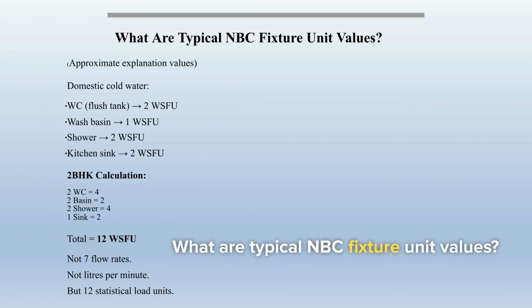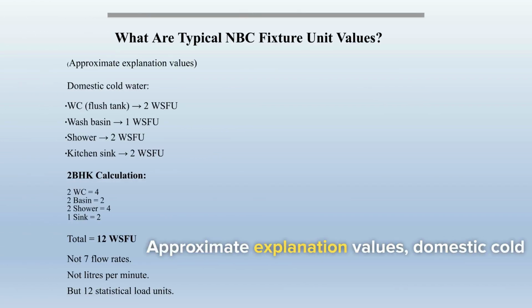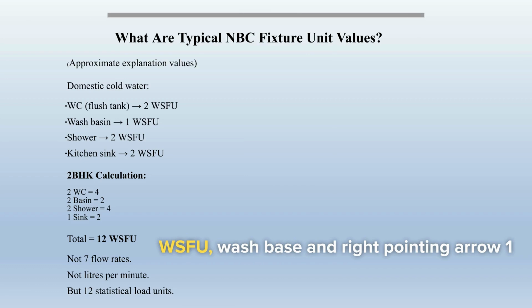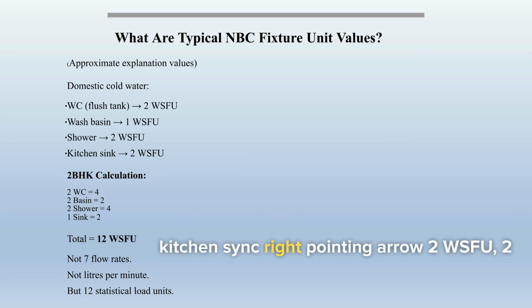What are typical NBC fixture unit values? Approximate explanation values, domestic cold water. WC flush tank: 2 WSFU. Wash basin: 1 WSFU. Shower: 2 WSFU. Kitchen sink: 2 WSFU.